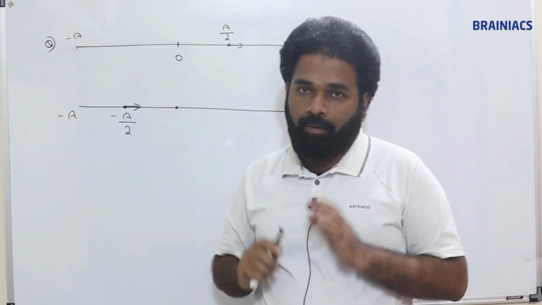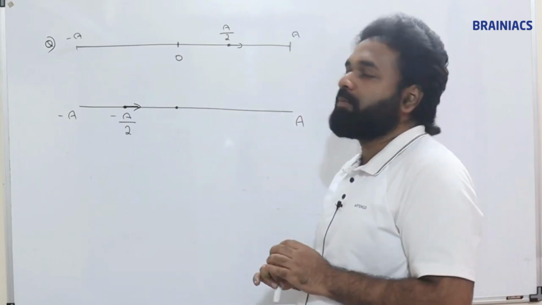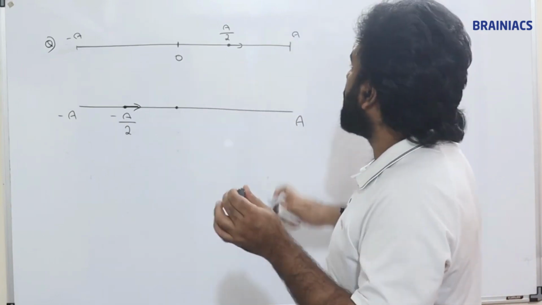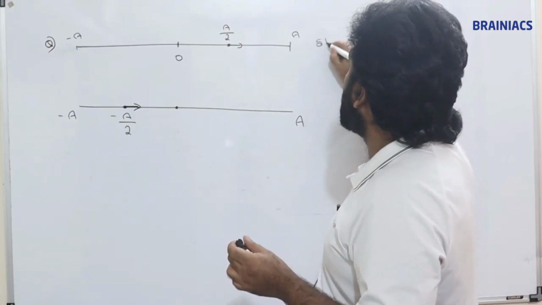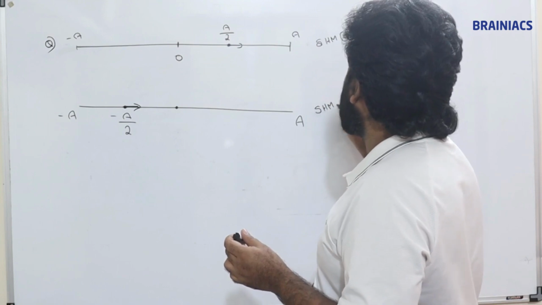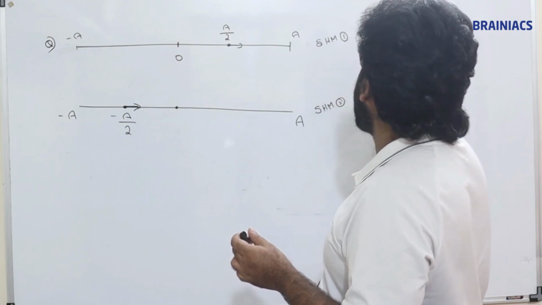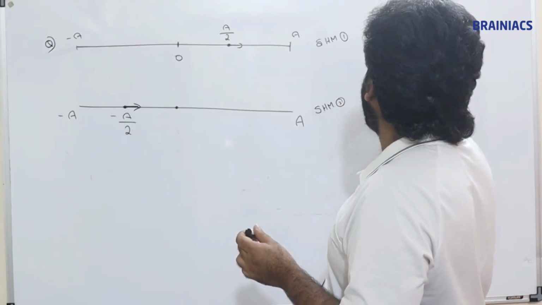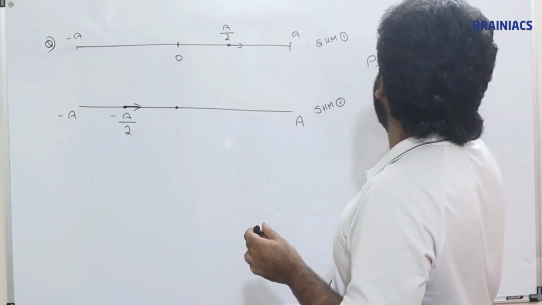Now what is the phase difference between these two simple harmonic motions? So this is SHM1, this is SHM2. The question is, what is the phase difference?